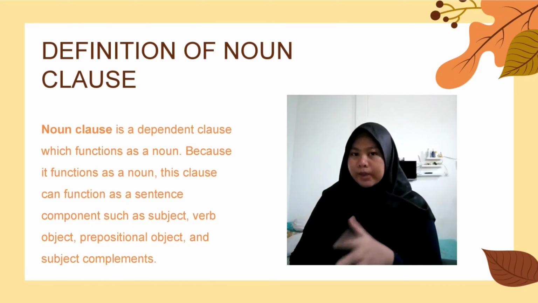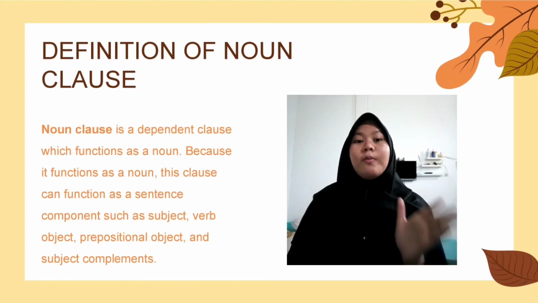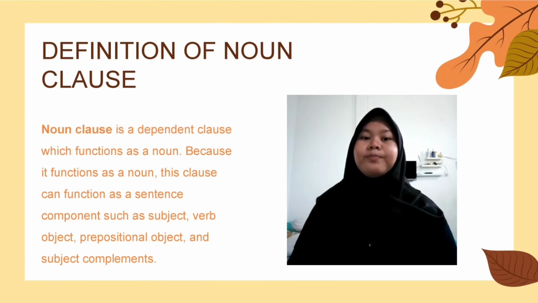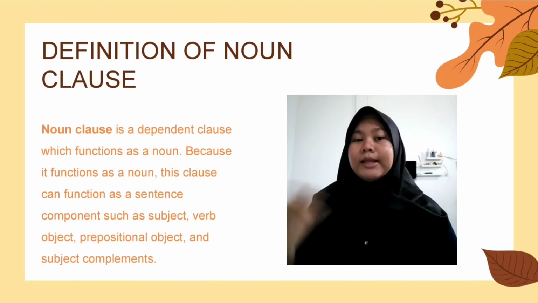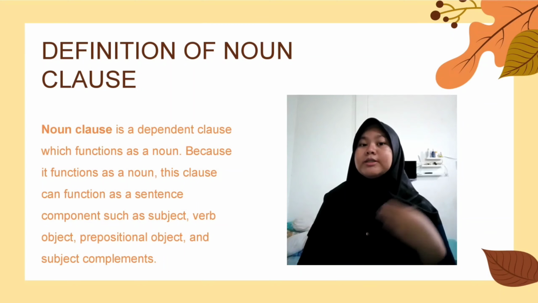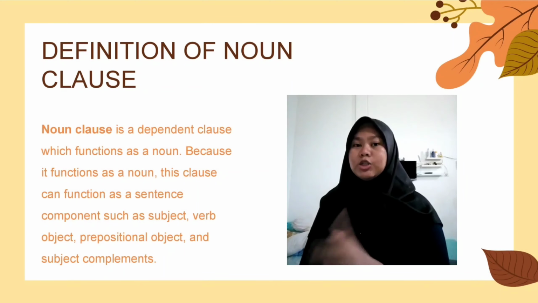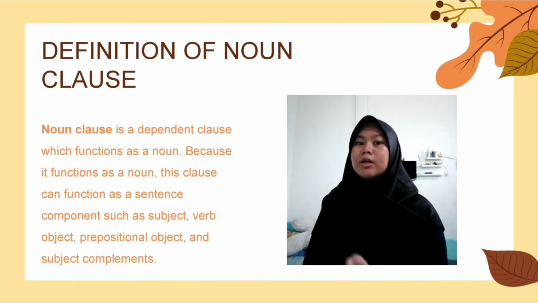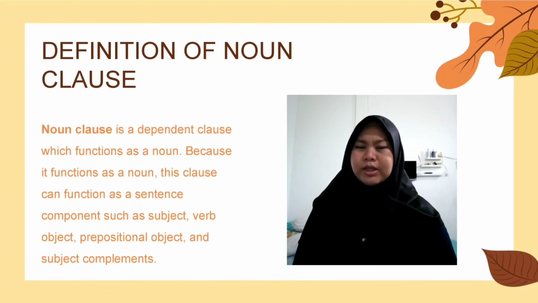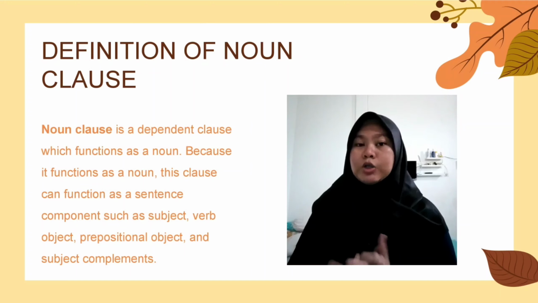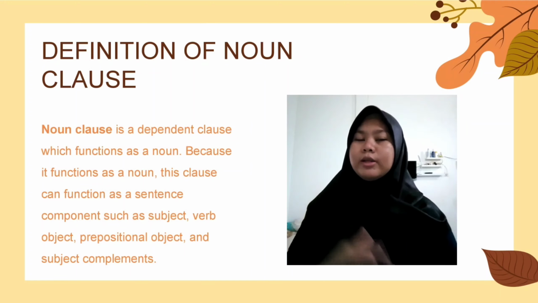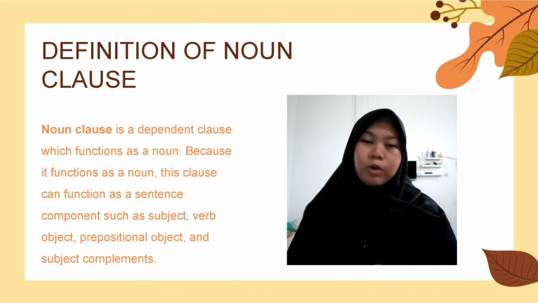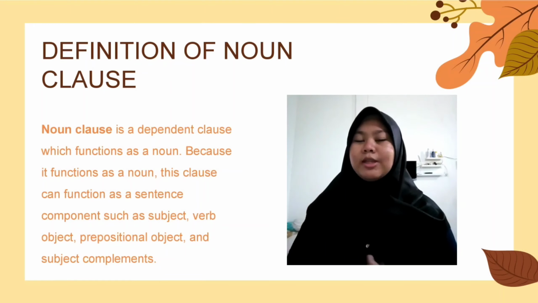Noun clause is a dependent clause, so at least a noun clause must contain a subject and a verb. In a sentence, noun clause functions to add more details to a sentence. If you are not sure whether a clause is a noun clause, try replacing it with other nouns or pronouns. If you successfully replace the clause with nouns or pronouns, you found a noun clause. Noun clause is important to make a sentence understandable.